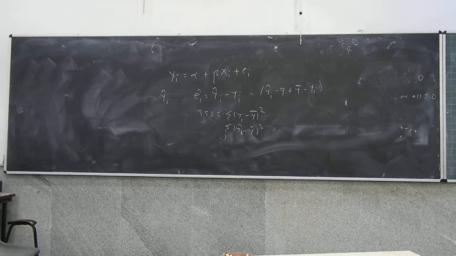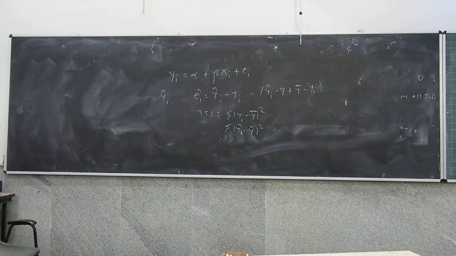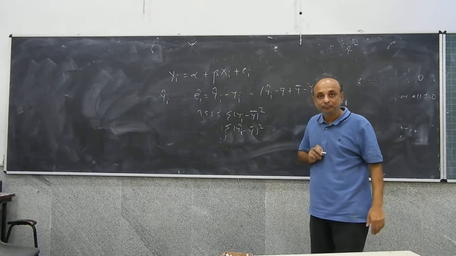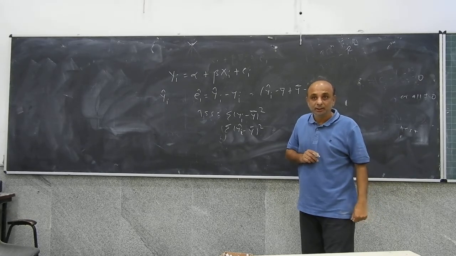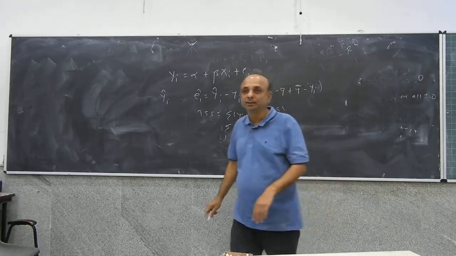Now why is y hat I different from y bar? Because y bar doesn't consider x. Y hat I considers x, because of the specific value of x. That is alpha hat plus beta hat x. So that is y hat I, which is the explained part of the regression. This part is what is explained by the regression model. So we call it the explained sum of squares. We have one total sum of squares, explained sum of squares.